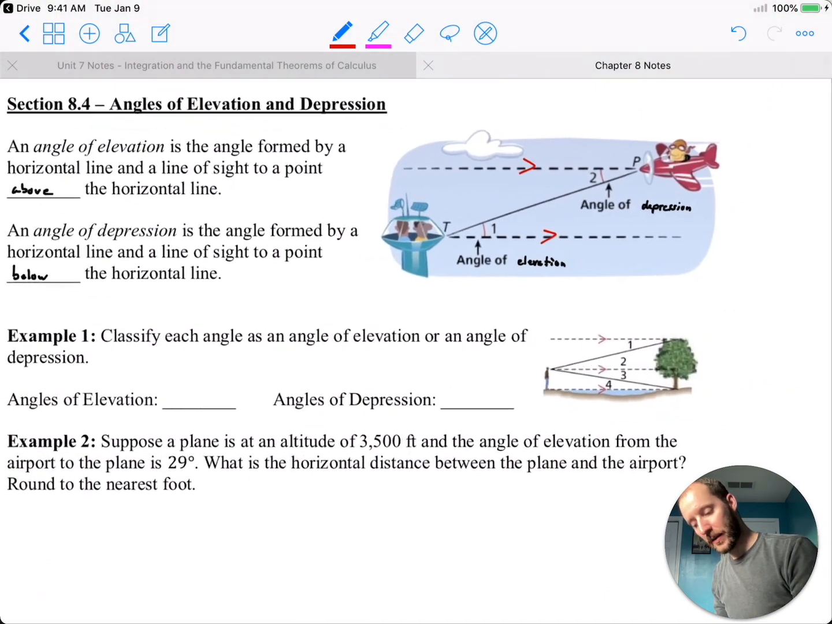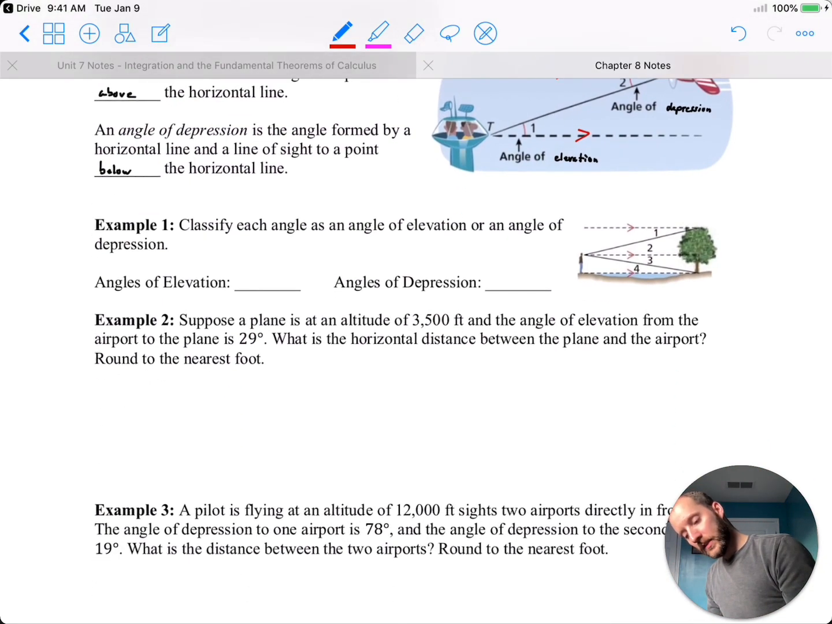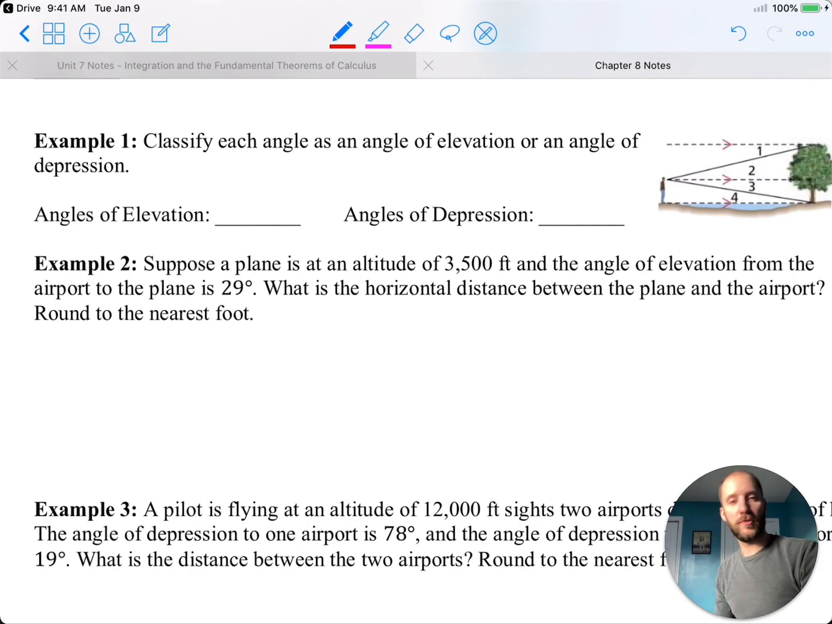So again, here is one: classify each angle as an angle of elevation or an angle of depression. Go ahead, fill that out, pause the video, check what you have on the completed notes, then start the video back up, and we'll do example 2. So example 2: a plane is at an altitude of 3,500 feet and the angle of elevation from the airport to the plane is 29 degrees.